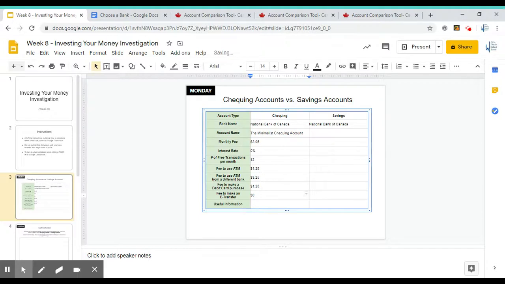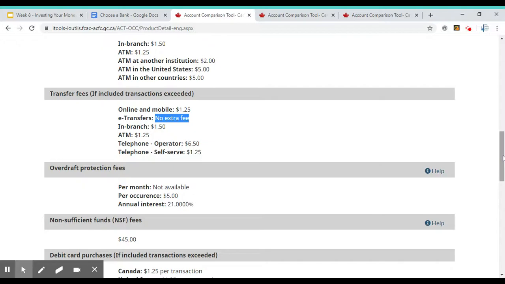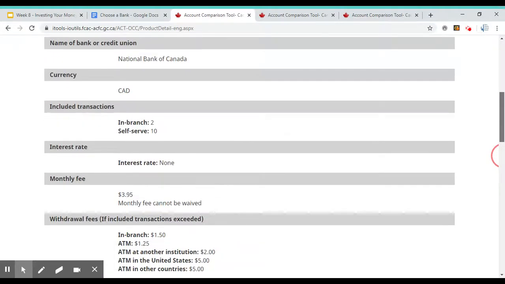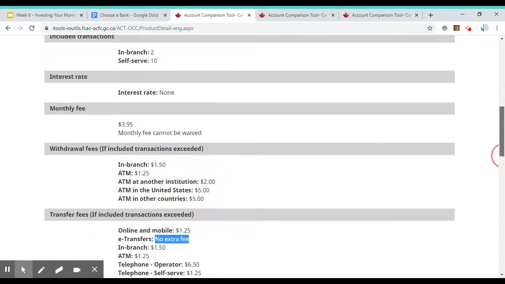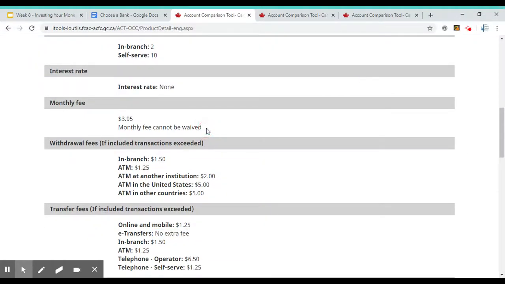And then the last part is useful information. As I already said, if there were multiple interest rates listed, or if the interest rate that you're given is on a certain amount of money, like you have to have at least $5,000 in your account, or you can only have up to a maximum of this amount in your account, you should put that in under useful information. Now, there wasn't really anything listed up here about my interest or about having a minimum balance. It does say my monthly fee cannot be waived, but I don't really know that that's something that I really need to write down.